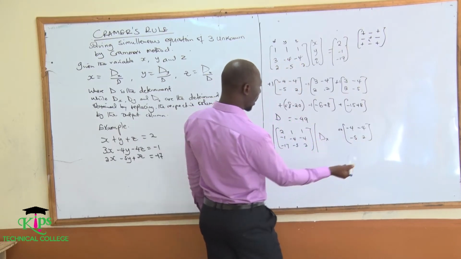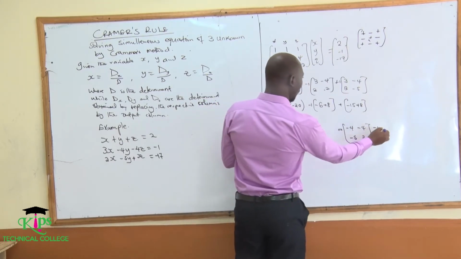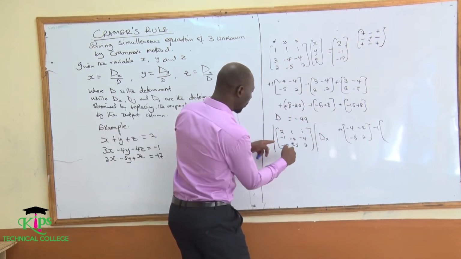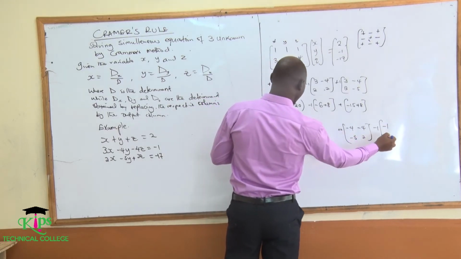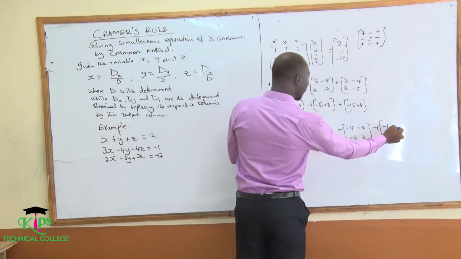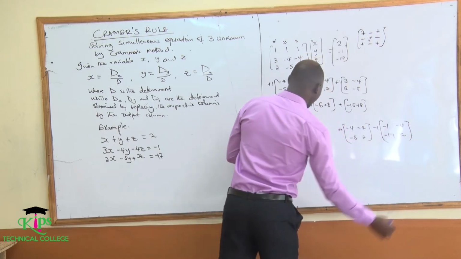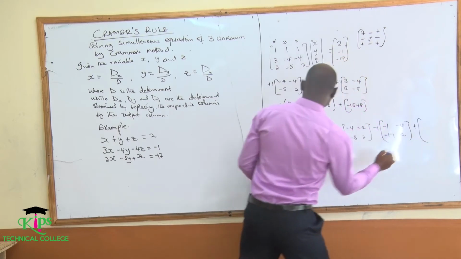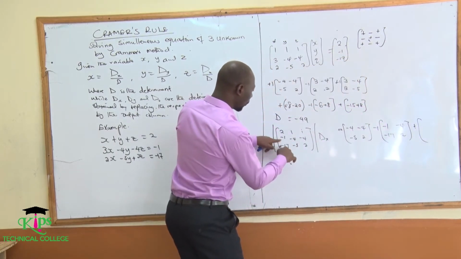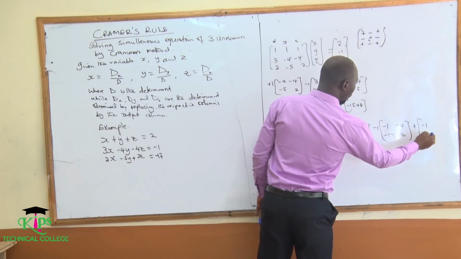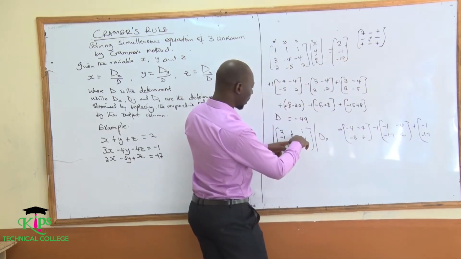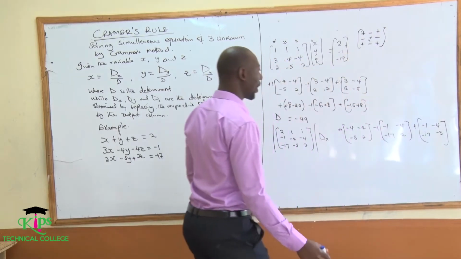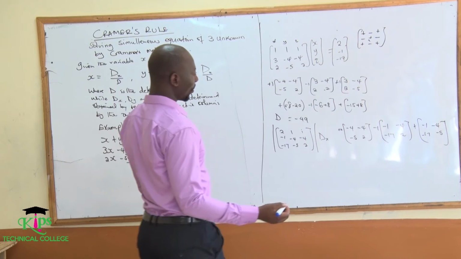Then the second term is now minus, and the term is 1 into the 2x2 matrix. You close this row and the middle column, and you remain with negative 1, negative 17, and negative 4, 2. Then the third term is 1, which is positive 1 by the sign here. The 2x2 matrix that remains is negative 1, negative 17, then with the middle one, negative 4, negative 5. So you get the magnitude of those 2x2 matrices, then you add them together.